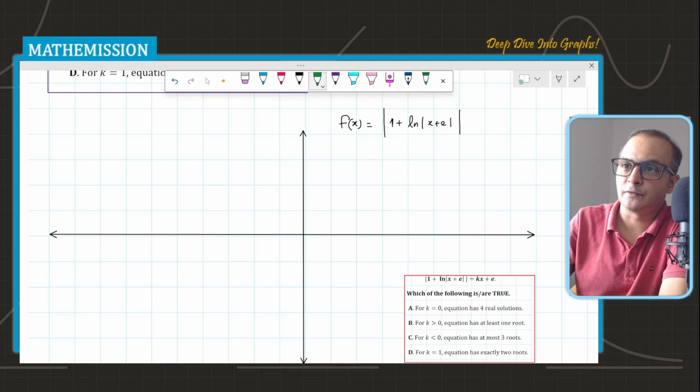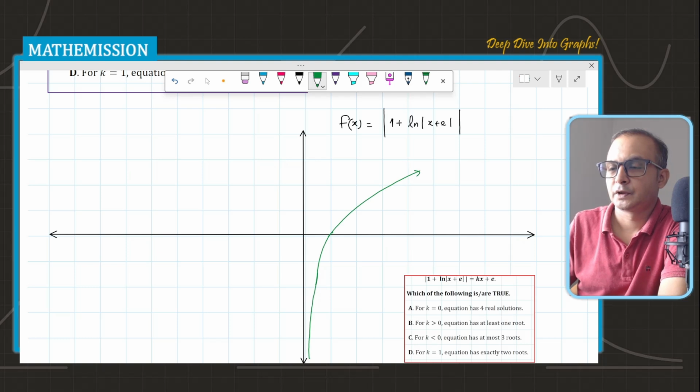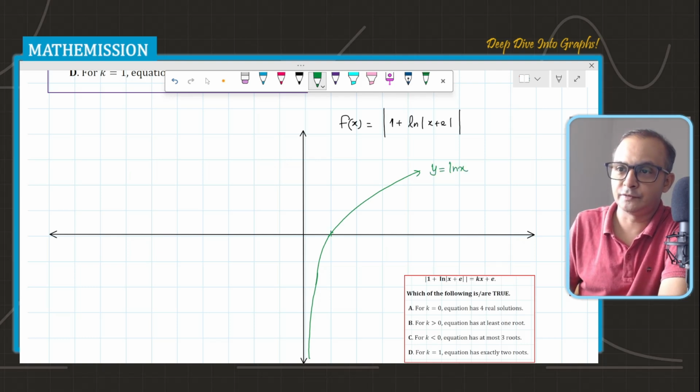So first of all, we're drawing the graph of log x. So you know that the log x graph will look like that. This is the graph of log x. This is y is equal to ln x, and it will hit the x-axis at 1. So this point must be (1, 0). So this is the graph of log x, and the y-axis is the asymptote for it.